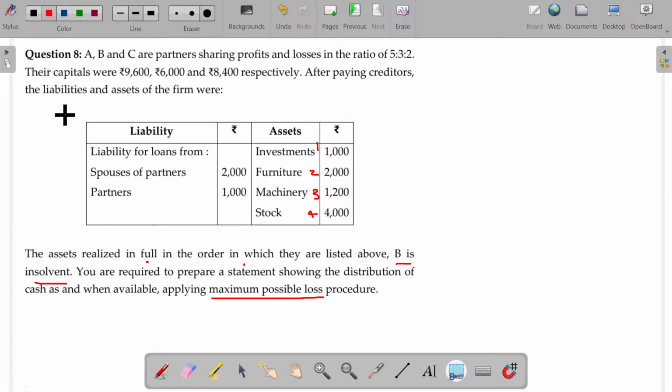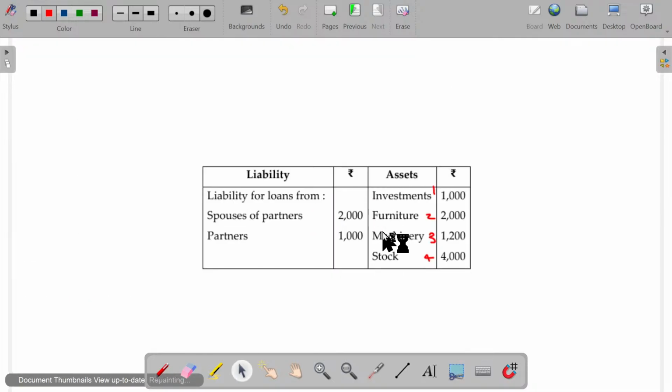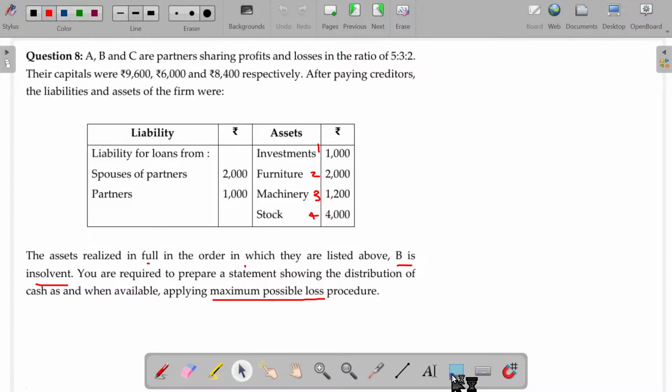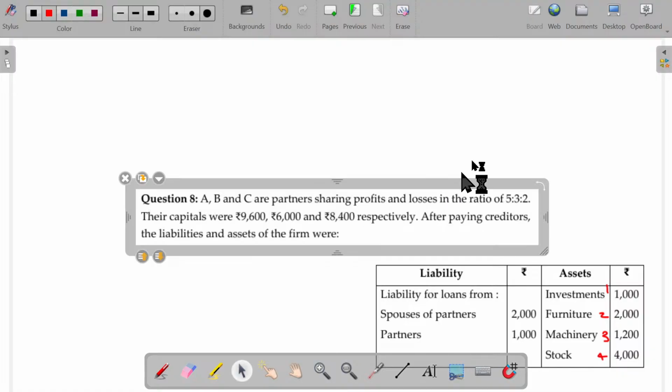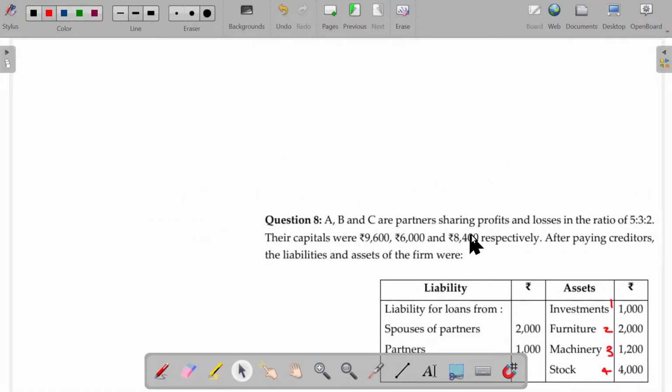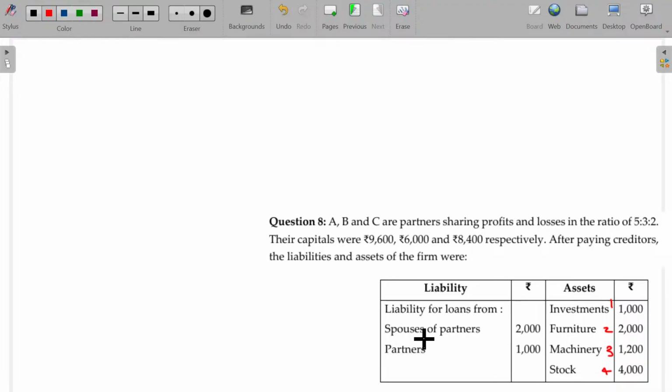Now, I'll solve this separately here. Yes, tell me. So, spouse of partners' loan and partners' loan are there as liabilities of loans. Spouse of partners' loan is external, partners' loan is internal. First priority is this one, second priority is this one. Thereafter, capital will be repayable in the third lot. While making the payment, what method do we follow here? Maximum loss method.